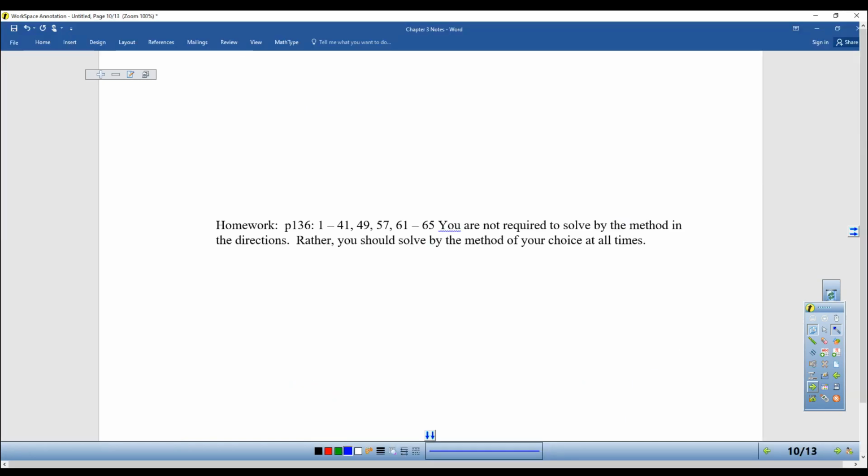So I did want to just point out one thing on the homework. You are not required to solve by the method in the directions. All year, for the next several years that you have me as your teacher, you're always allowed to choose the mathematical method of your choice. So if you can factor, factor. If you can complete the square and you like that, do that. If you want to use the quadratic formula every single time, you can do that. You may not finish your test on time because that's a longer process, but any mathematical method you choose is okay as long as it's valid.